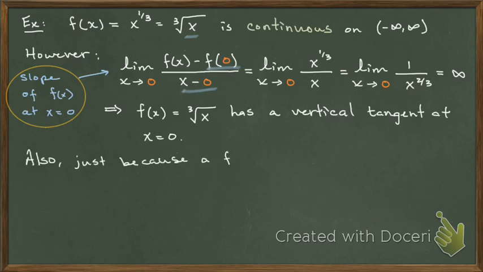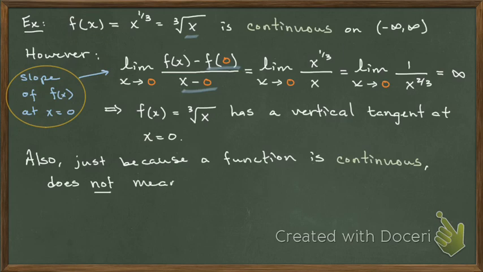Just because a function is continuous, this is important, just because a function is continuous does not mean that it's differentiable. Okay? And we've shown that. We've taken a derivative at 0 and we get undefined. We've got a vertical tangent. I cannot actually take a derivative at that point. The limit does not exist. But my function's continuous. Okay?